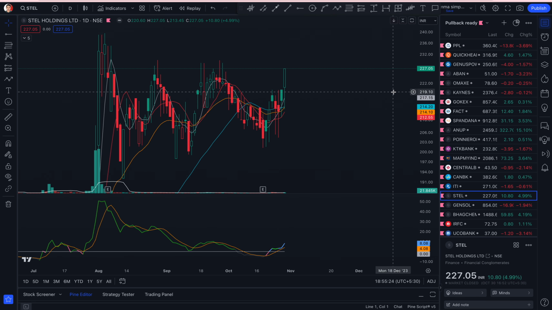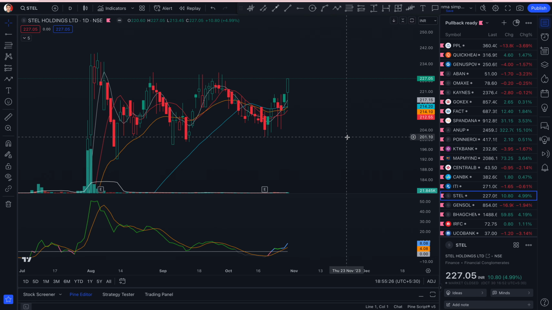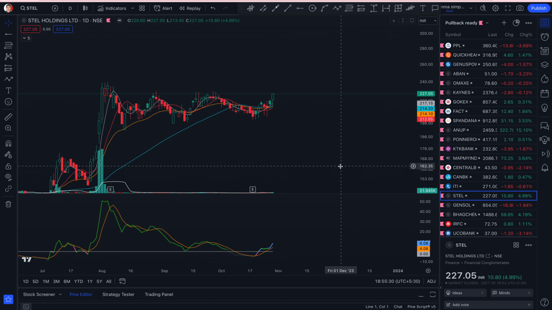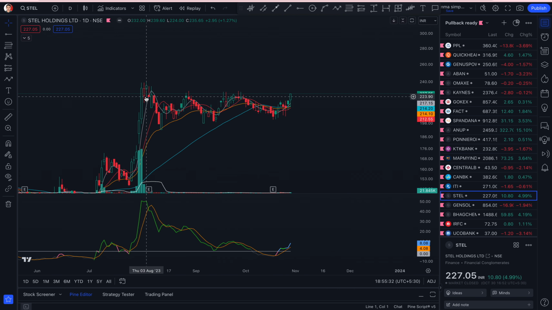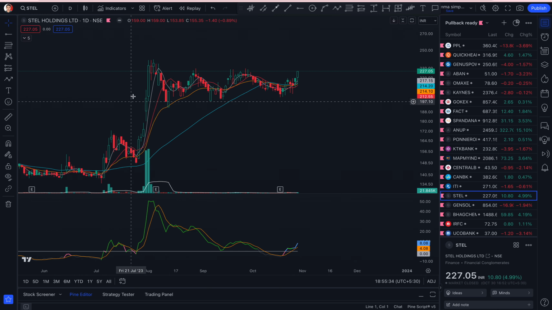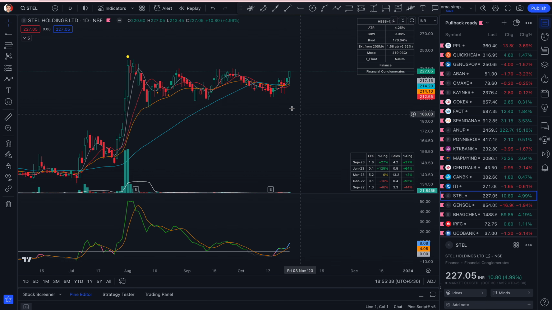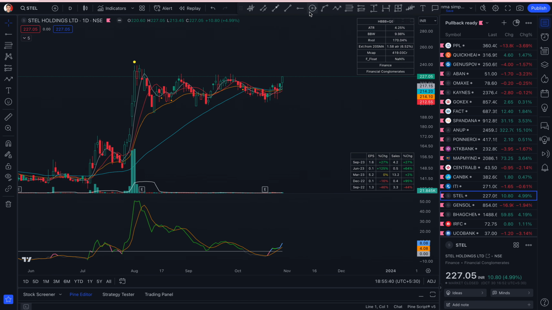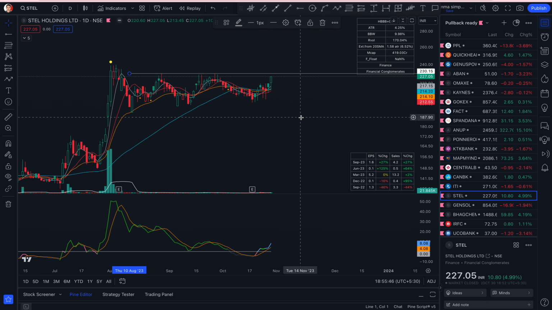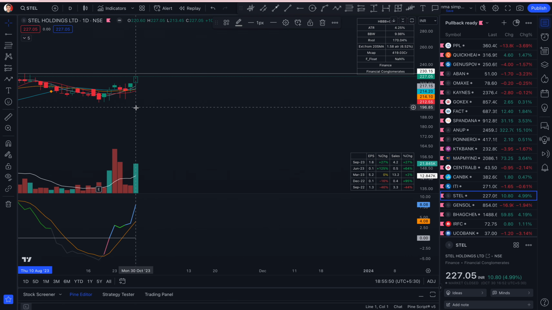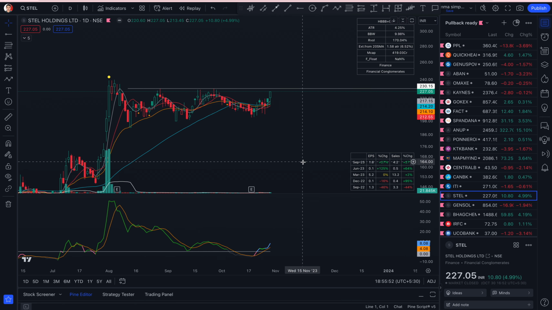So Stell would have been a good entry today, and this also looks like a very nice VCP slash flag, whatever you want to call it. This is 1T, 2T, 3T, and a brilliant entry was probably today. Might as well make tomorrow also.